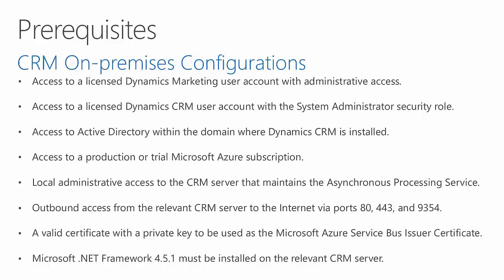outbound internet access to ports 80 and 443, as well as port 9354 to meet Microsoft Azure requirements for brokered messaging on the CRM server where the async and data integration services will reside, a valid certificate with a private key, either created internally or purchased from a trusted certificate issuing authority, to be used as the Microsoft Azure Service Bus Issuer Certificate, and finally, Microsoft .NET Framework version 4.5.1 must be installed on the CRM server where the data integration service will be provisioned.